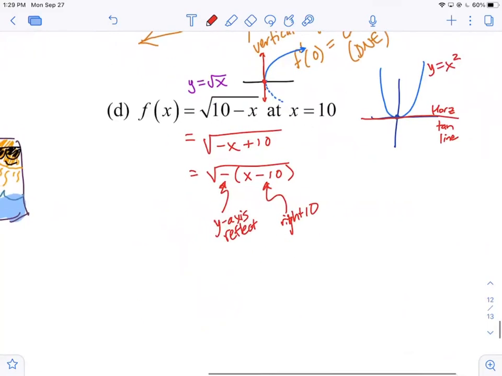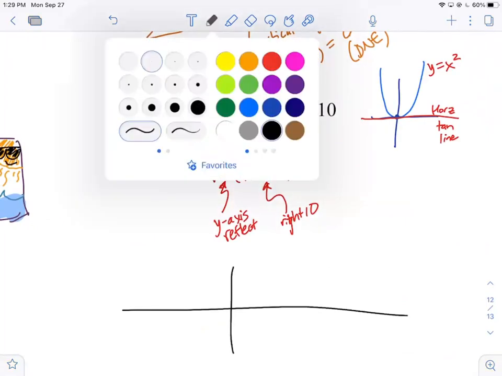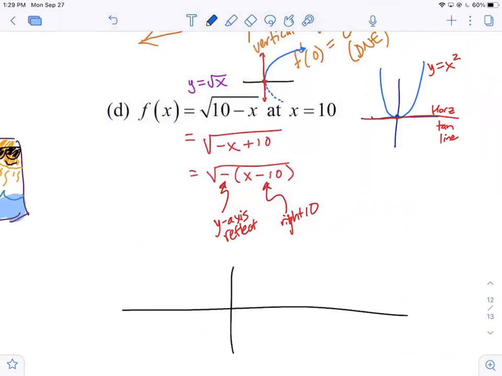Okay, so let's see what that's going to look like. I don't call it the vertex. I call it the genesis point, just because it's where it starts. But here's 10, and now it opens to the left, so it still comes up vertically, and it looks like this. So what would f prime of 10 be?